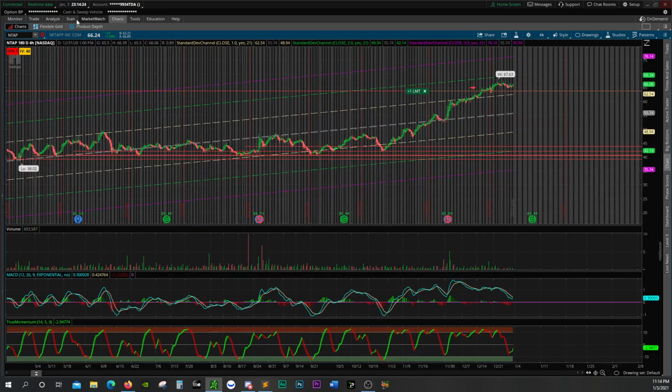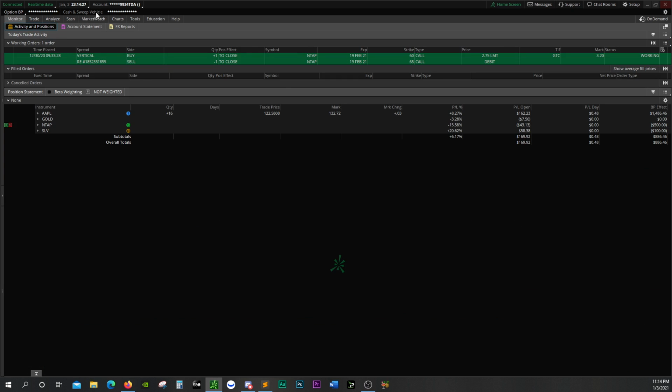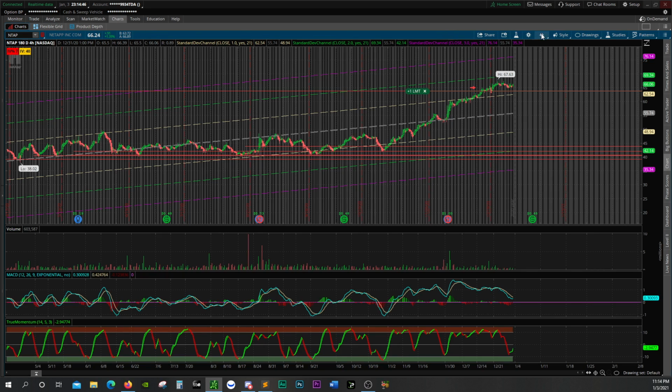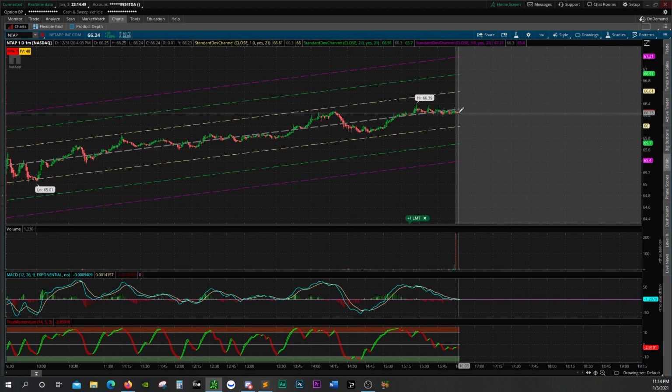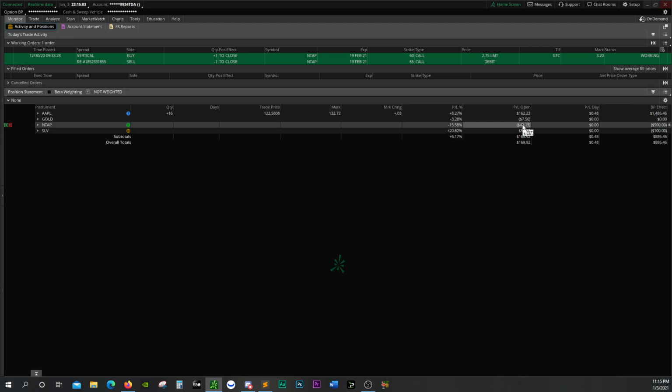Yours is showing that you're at a loss right now? Yeah, $43 loss. Because when I click to close it, it says that I could sell it for $3.20. That platform might be delayed. Let me take a look at the after hours and see what that looks like. Yeah, there was no movement in after hours, so I don't see any reason for it to have changed drastically like that. Because right now, my position is showing a $43 loss.